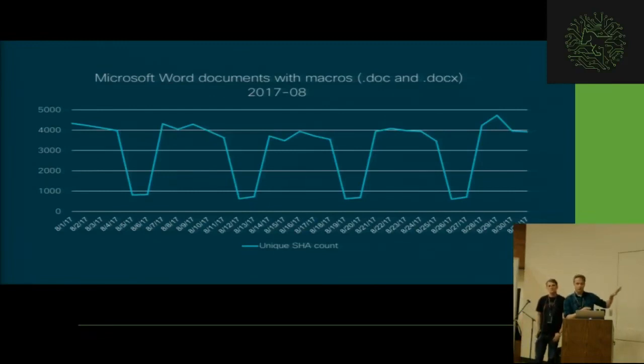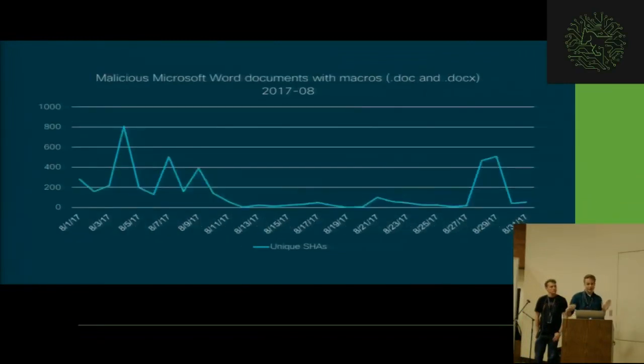This is the volume of total Word documents with a macro. And over that same time period, this is the malicious count from that set of unique documents. And you can see right away that there is no work week pattern here. It's just sort of random. It's a little bit spiky here in the early part, flat for a while, and spiky at the end. The first question that might come to mind here is, well, what happened here? What's going on here?